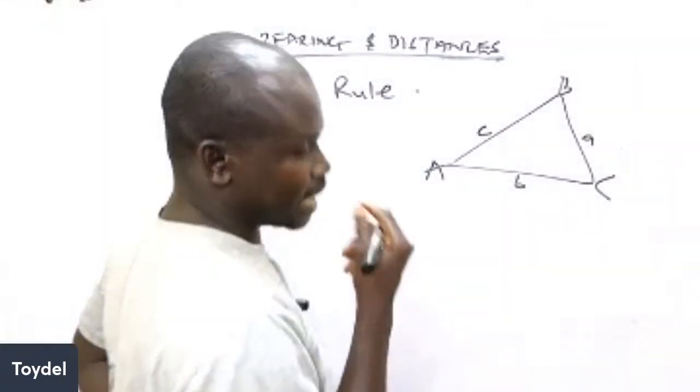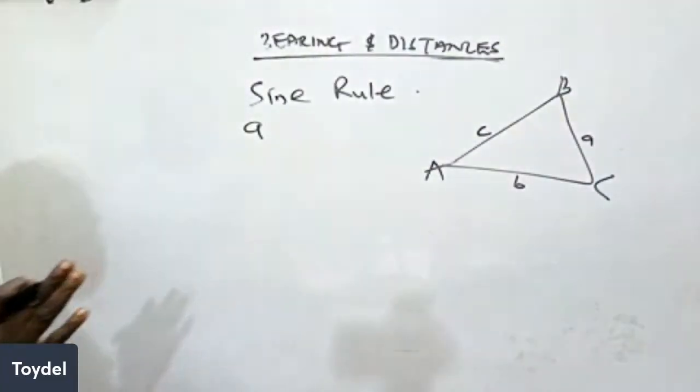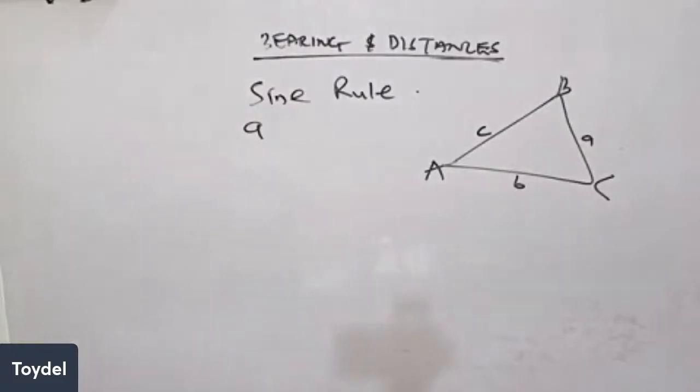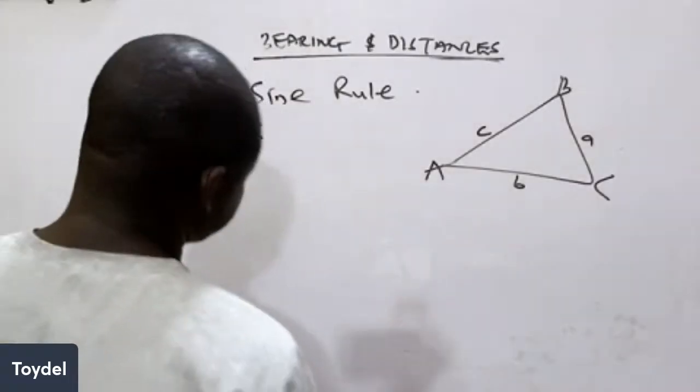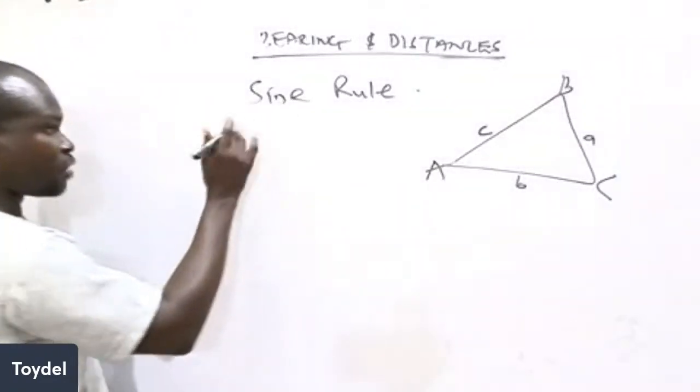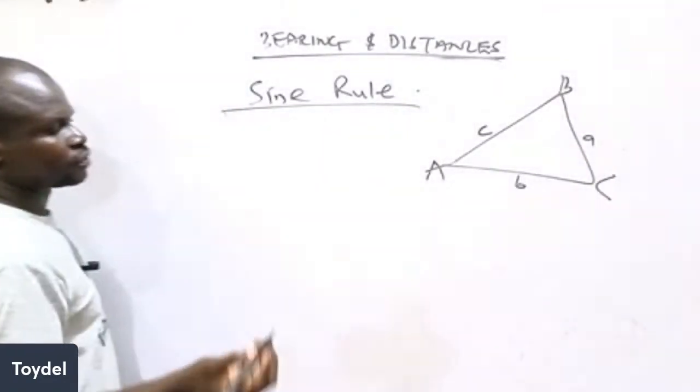If the triangle is not a right-angled triangle, of course, we cannot apply Pythagoras' theorem. If you are sure that the triangle is not right-angled, you cannot apply Pythagoras' theorem. So you can only apply either the sine rule or the cosine rule. There are conditions that we consider before we can use the sine rule and cosine rule. You can check my video.